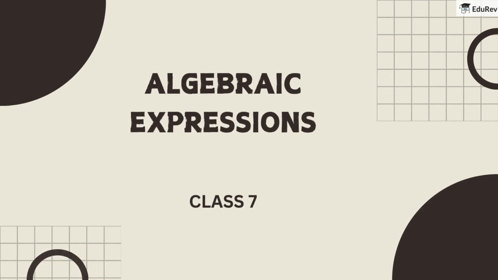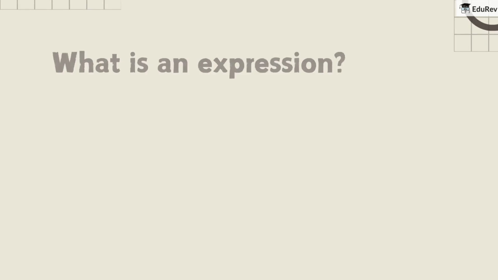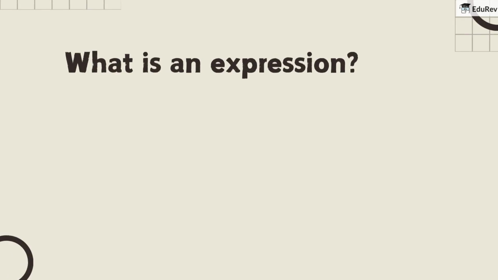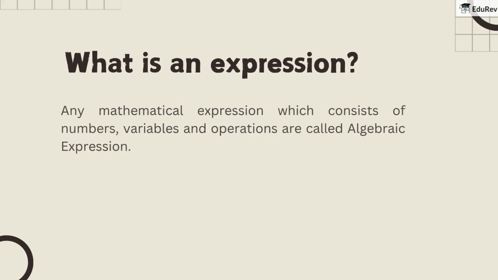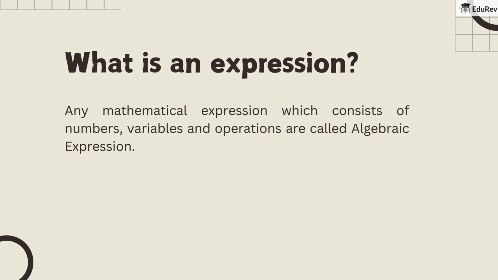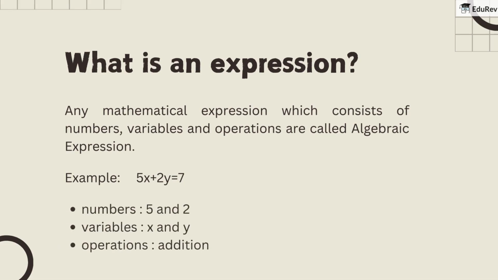Hello students, today we are going to learn the topic algebraic expressions. Let's start by understanding what an expression is. Any mathematical expression which consists of numbers, variables, and operations is called an algebraic expression. For example, 5x plus 2y is equal to 7 is an expression. It includes numbers 5 and 2, variables x and y, and the operation addition.